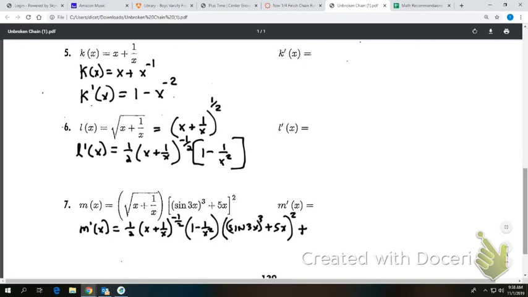first function, I'm going to write it originally, square root of x plus 1 over x times the derivative of the second, which you have on your paper before this problem.